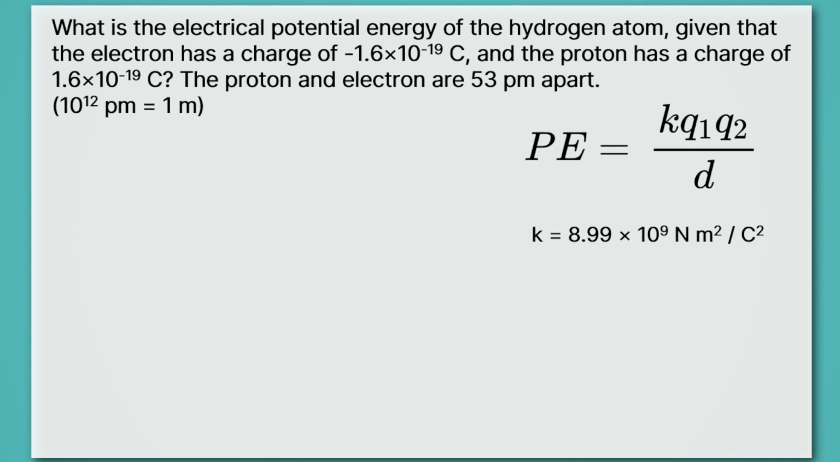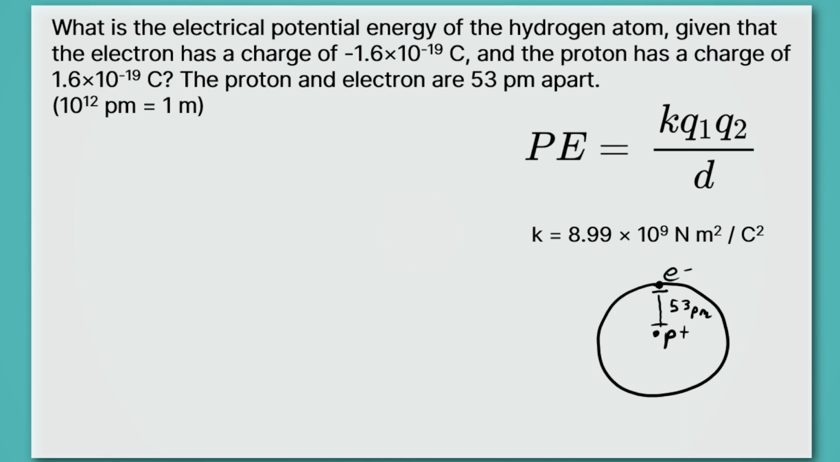Let's start with a picture. In our hydrogen atom, we have a nucleus at the center, which is made of just one proton, and orbiting around it, we have an electron. And we're told that the distance between these two is 53 picometers, so a very small distance indeed. We want to know what the potential energy of this atom is.